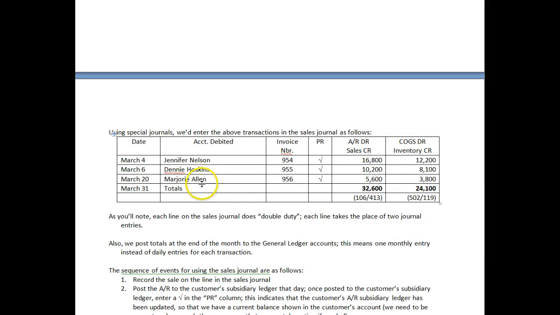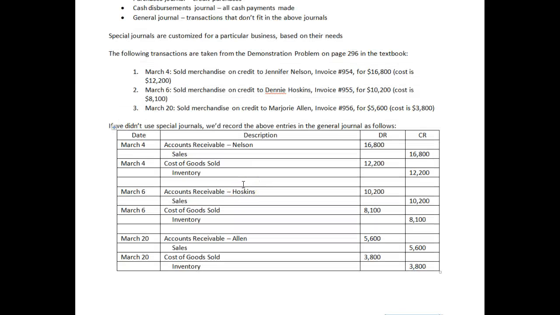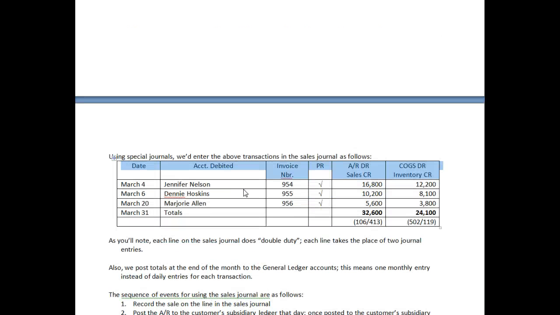Into the sales journal, okay? So this is an example of the sales journal that we would use. Take a look at this. We've only got 3 line items here for these entries, and they took the place of all of these entries up here. Kind of cool. It's nice when we can do things that are more streamlined. So that's one of the nice parts about these special journals.